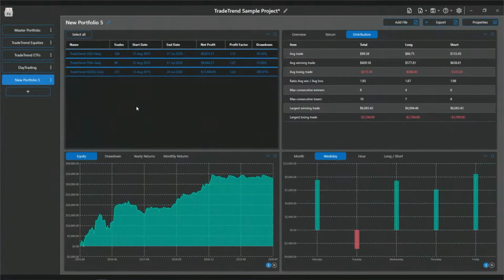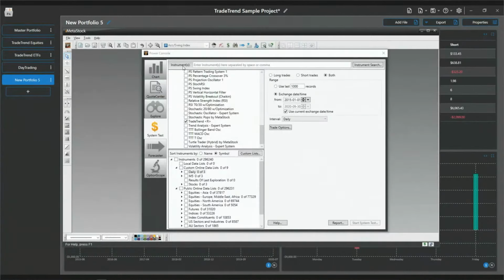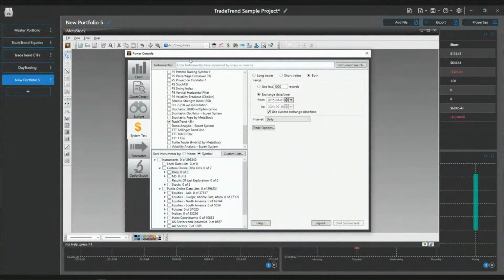Well, let's find out. So for this, I will go over to the MetaStock platform. Just a second. And maybe a bit of background for those of you who have not used MetaStock yet. MetaStock is not just an awesome charting platform, but it's super powerful in terms of generating system tests or individual backtests. These backtests can be enabled via this button here, the system test functionality.